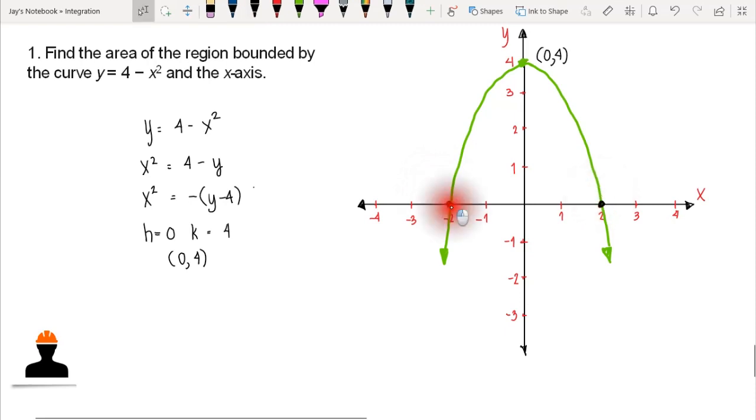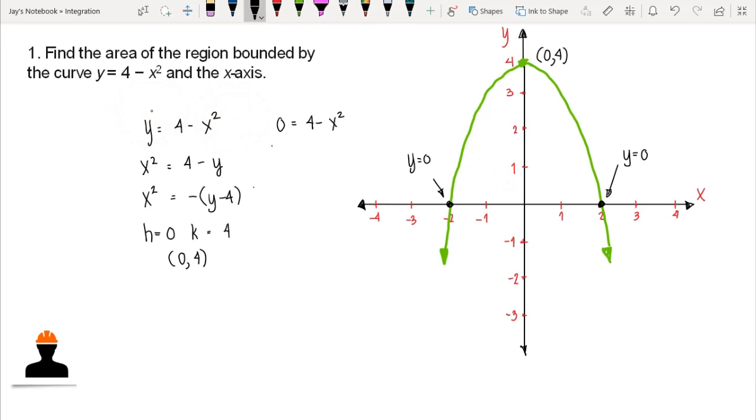Now, how are we going to determine this point of intersection? We just need to know that our y here is equal to 0. We don't have a y coordinate at this point, correct? And as well as at this point, we do not have a y coordinate. So therefore, our y is equal to 0. So going back to our general equation, we can set y equal to 0, is equal to 4 minus x squared.